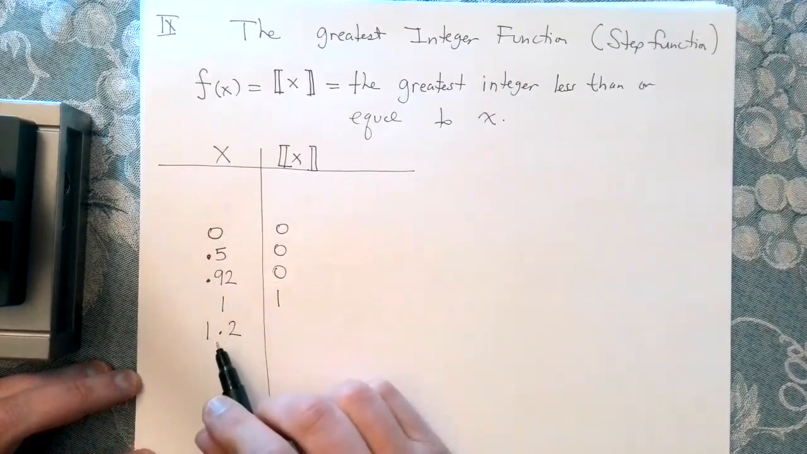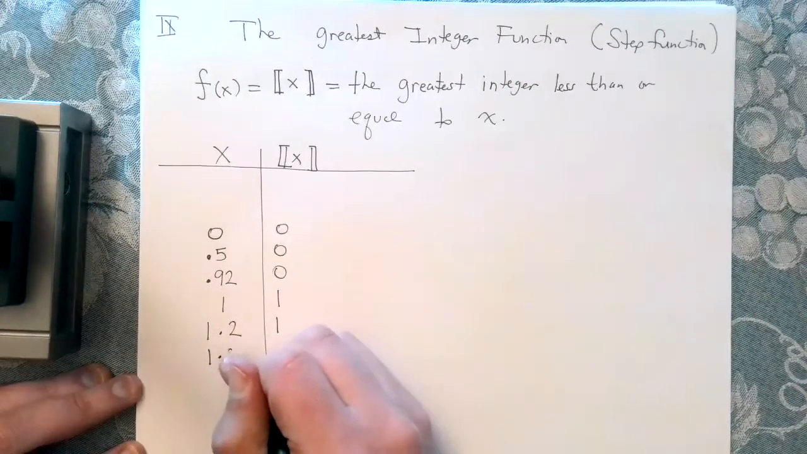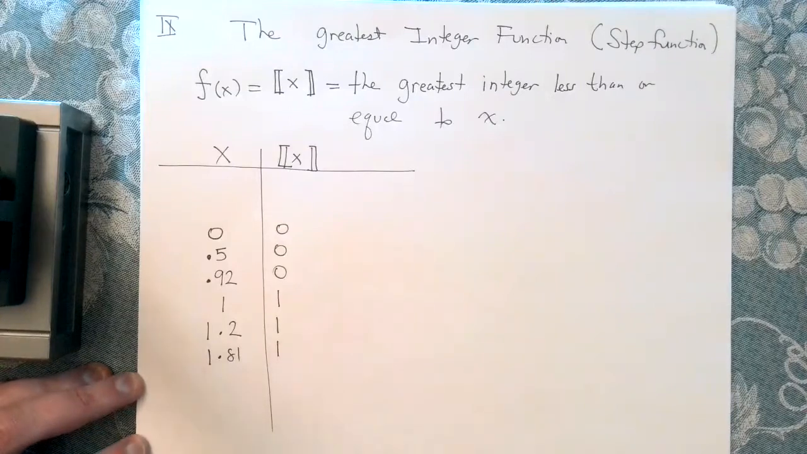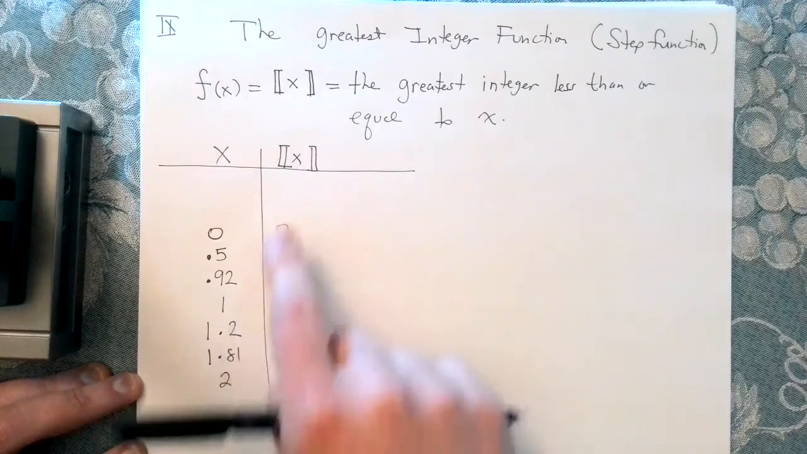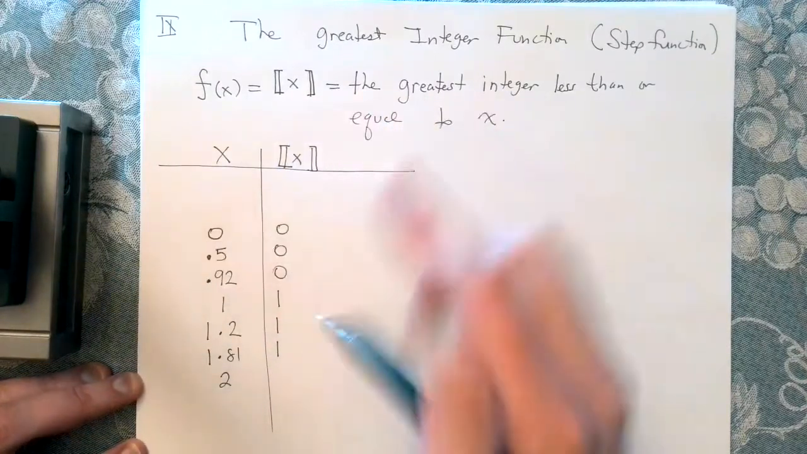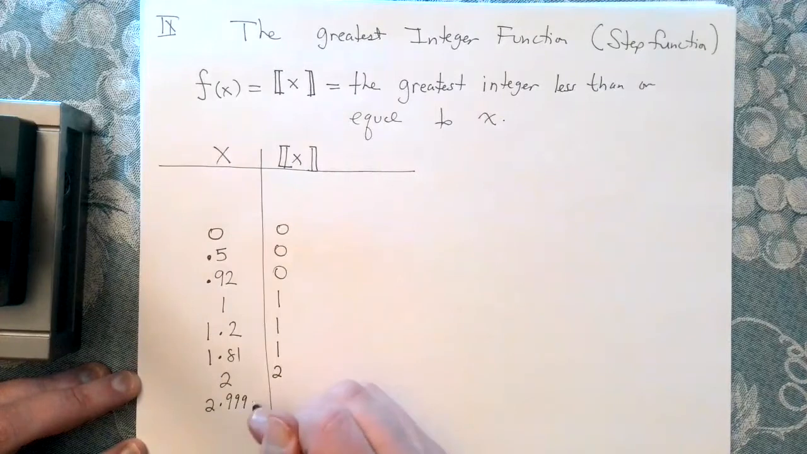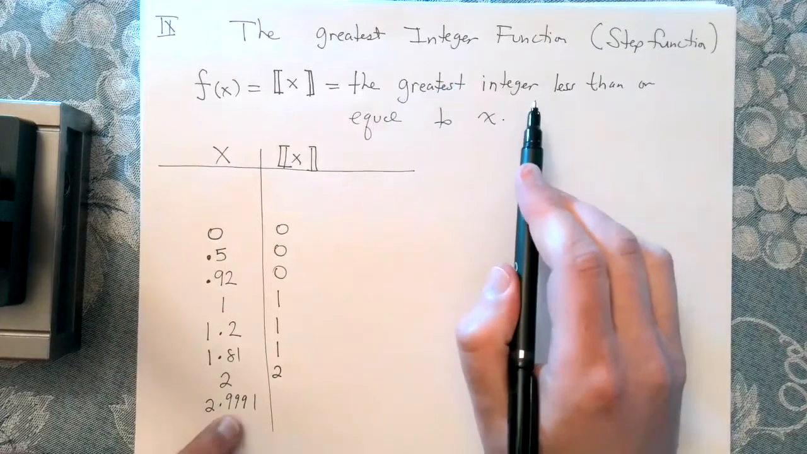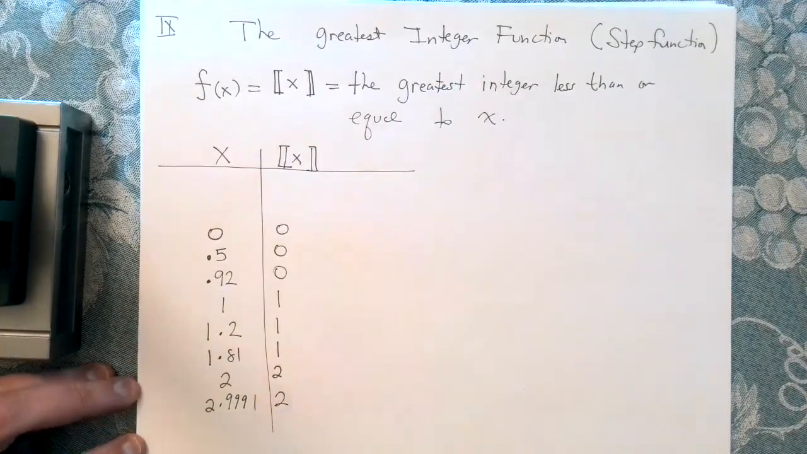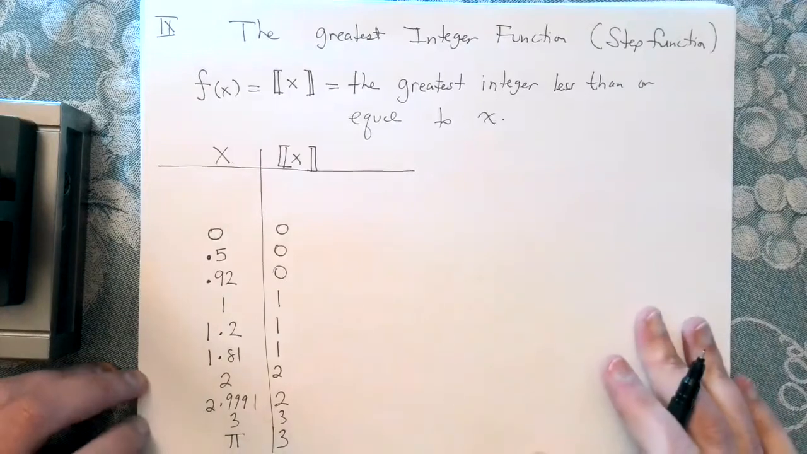What's the greatest integer of 1.2? 1. 1.81 outputs 1. The greatest integer of 2, well, that's an integer. This function, if you input an integer, it outputs the same integer. What's the greatest integer of 2.9991? It rounds down. It wants to know the greatest integer less than 2.9991. 2. Greatest integer of 3 is 3. Greatest integer of pi is 3. Do you see how that works?